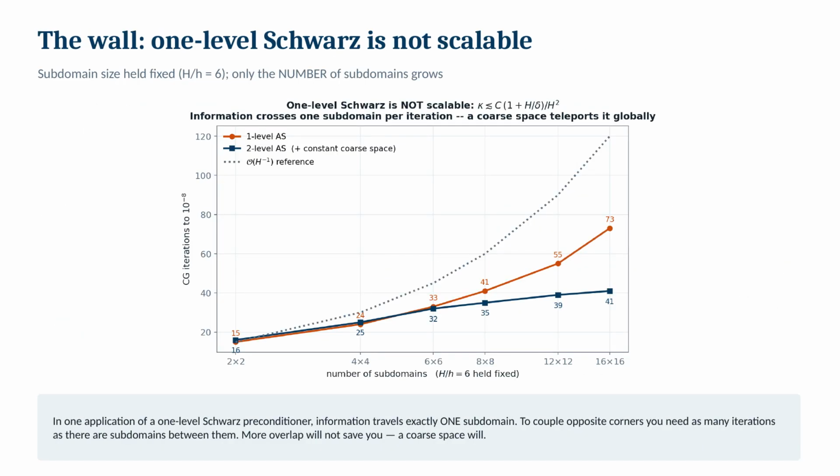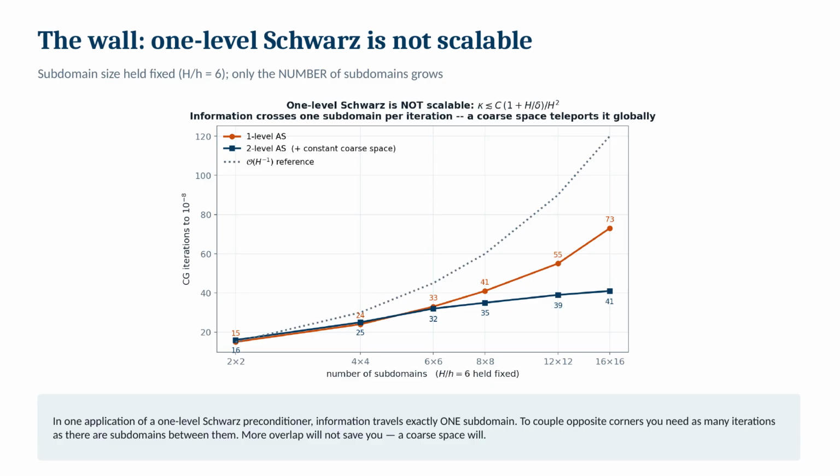Here's the fact that defines the whole Schwarz literature. I'm holding the subdomain size fixed, 6 mesh cells across, and increasing the number of subdomains, 2 by 2 up to 16 by 16. One-level additive Schwarz: 15 iterations, 24, 33, 41, 55, 73. Growing like 1 over h. And the reason is almost embarrassingly simple. In one application of the preconditioner, information travels exactly one subdomain. To couple opposite corners of the domain you need as many iterations as there are subdomains between them.